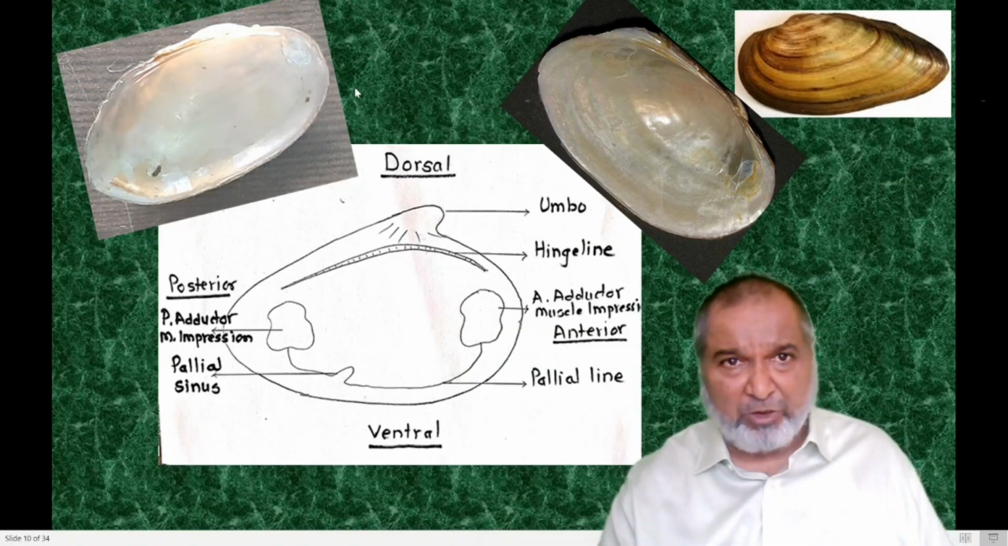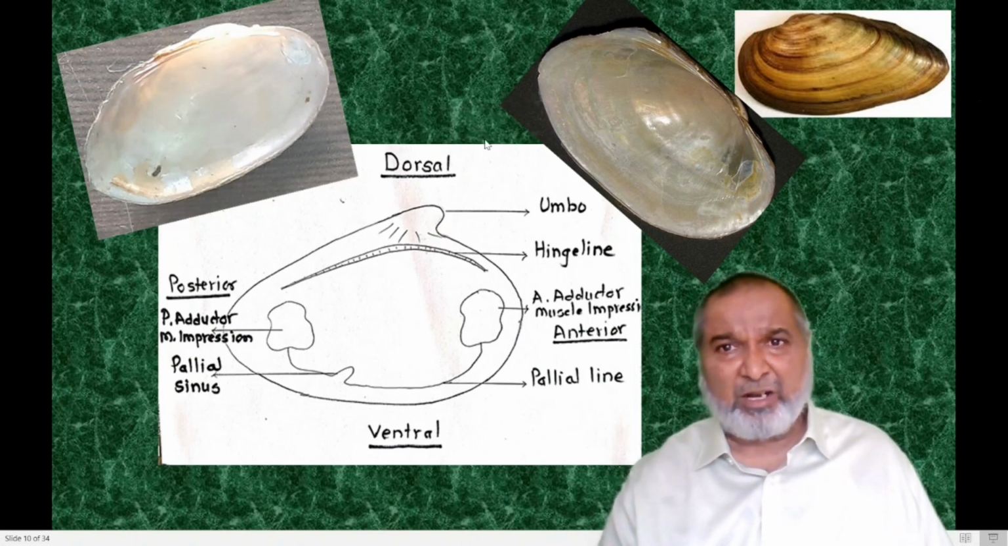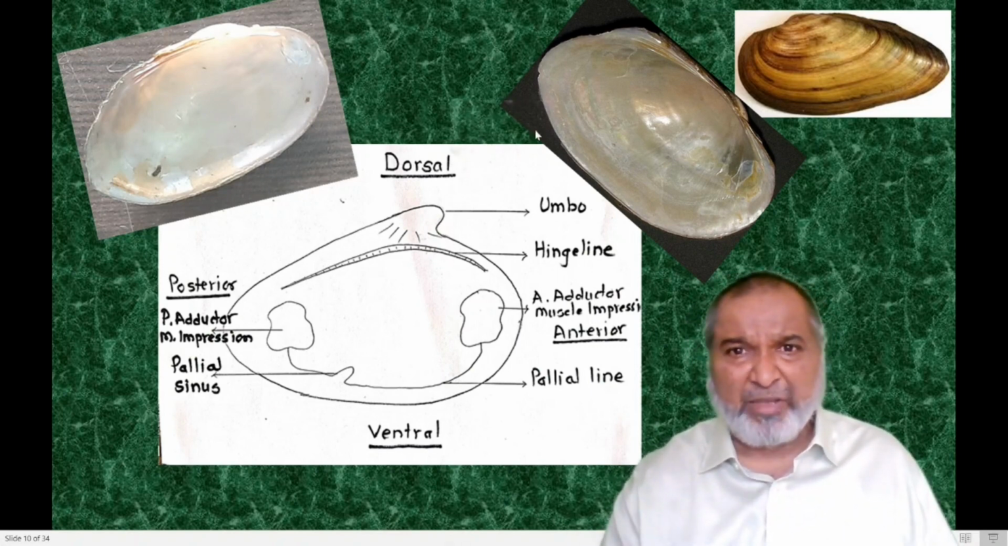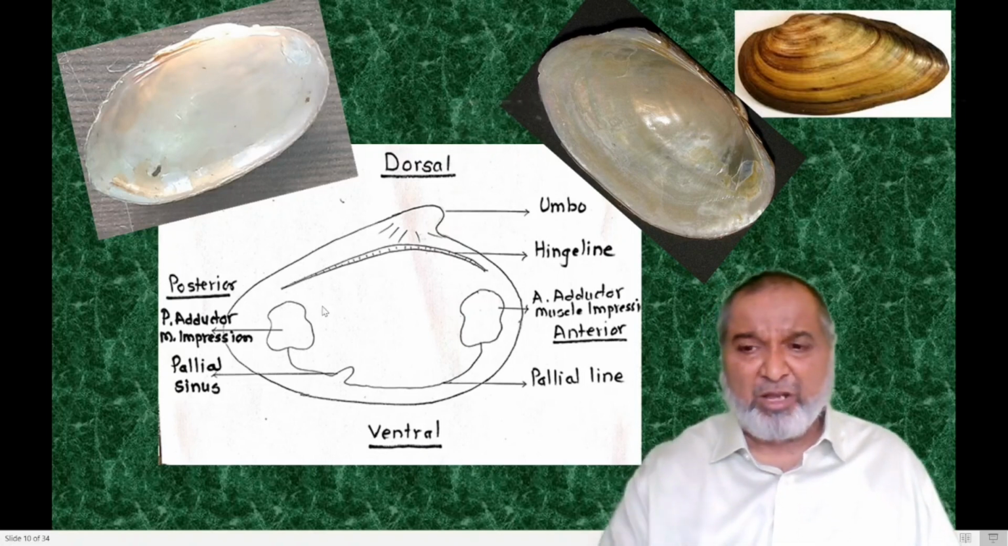and you have to write down the classification and draw a neat labeled diagram. Again, I have shown you what we have in the practical. These are our Unio specimens, and you have to write down the classification, draw the diagram, and label it.